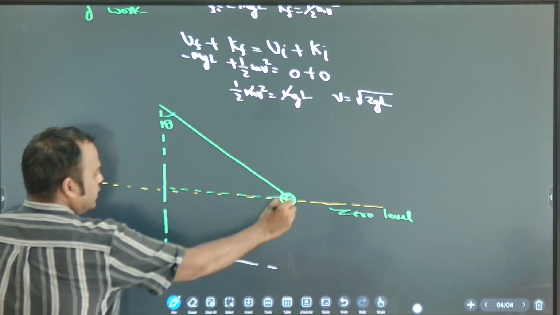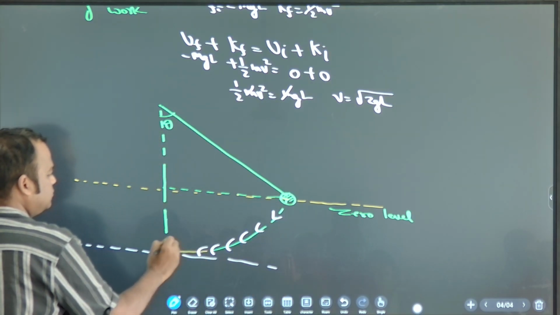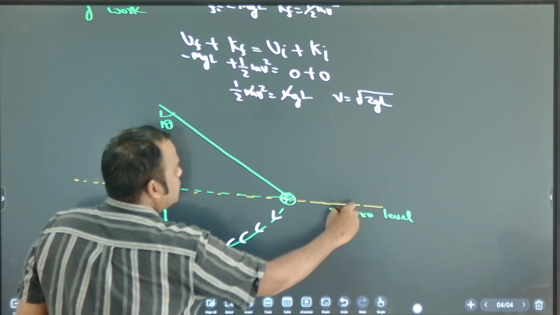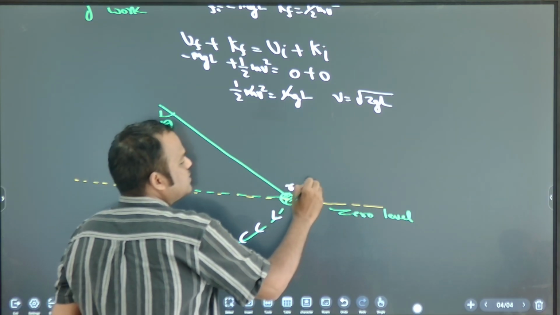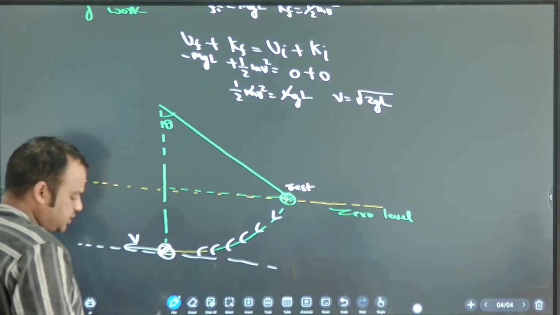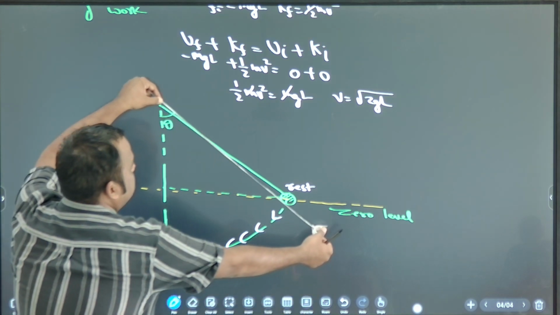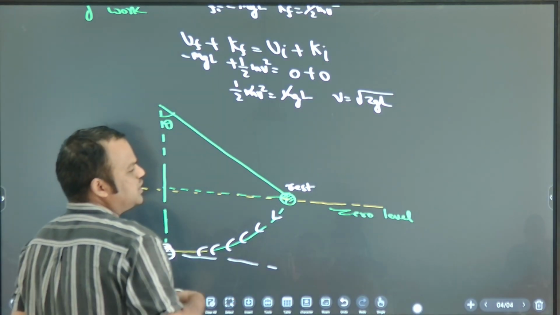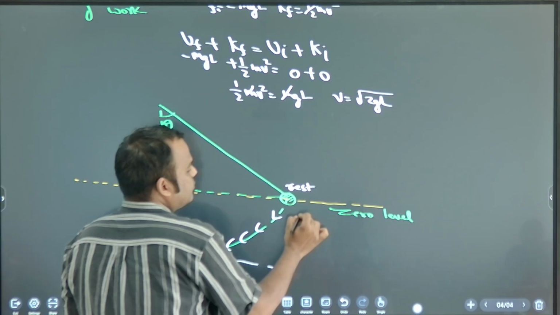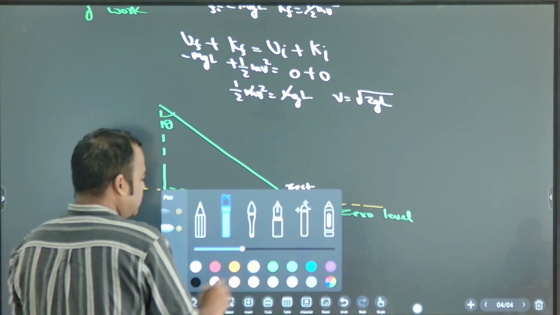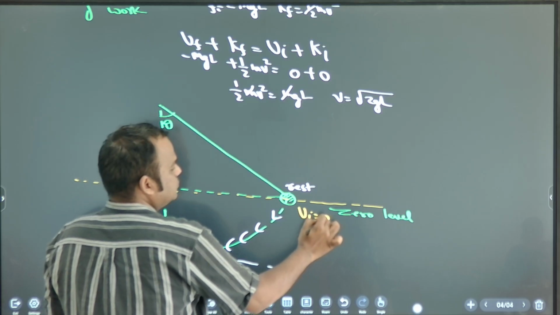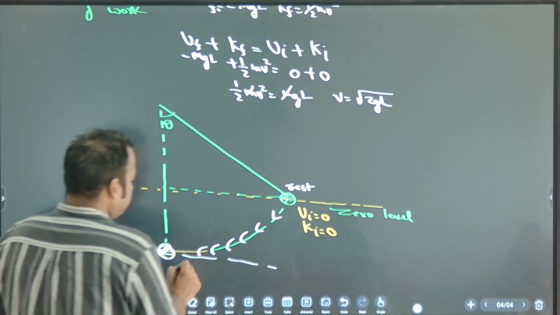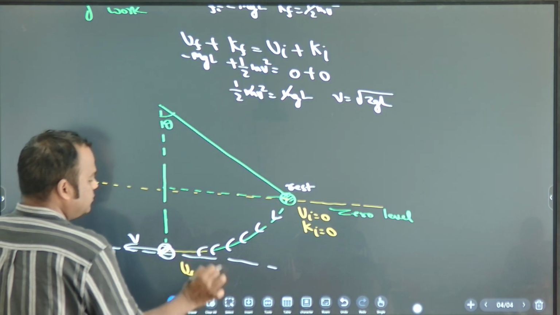And the ball will come like this. So what is the speed here? V. So this is 0 level. So tell me, it is released from rest. So what is the initial potential energy? 0. And the initial kinetic energy? 0. Rest.